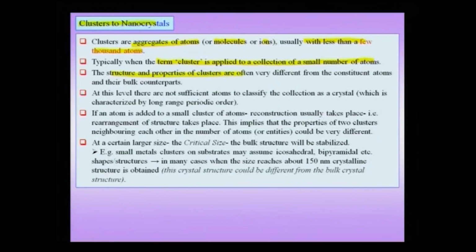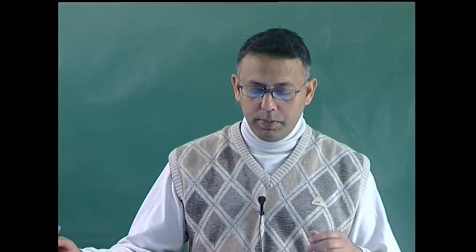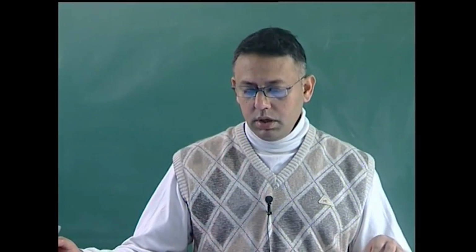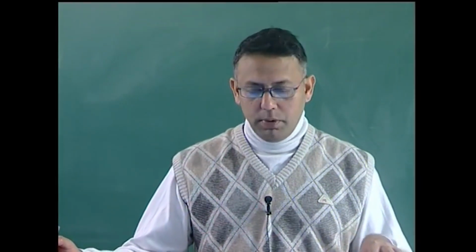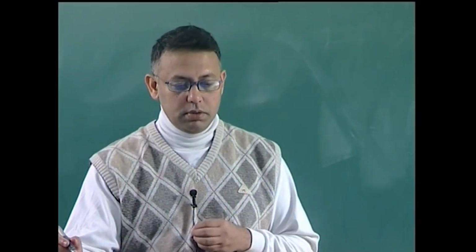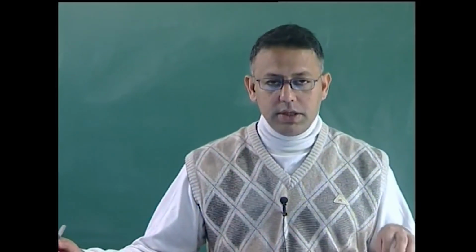The structure and properties of clusters are often very different from the constituent atoms and their bulk counterparts. So, this is something to be kept in mind. For instance, I could be talking about a material which is anti-ferromagnetic in the bulk, but which could turn ferromagnetic in the small cluster regime. Therefore, there is a drastic change in properties which is possible when I go to the cluster regime as compared to the bulk counterpart. If the cluster is made up of molecules, the individual molecules themselves could have a certain kind of property, but the property of the cluster could be very different from the property of the individual molecule or the constituent atoms.